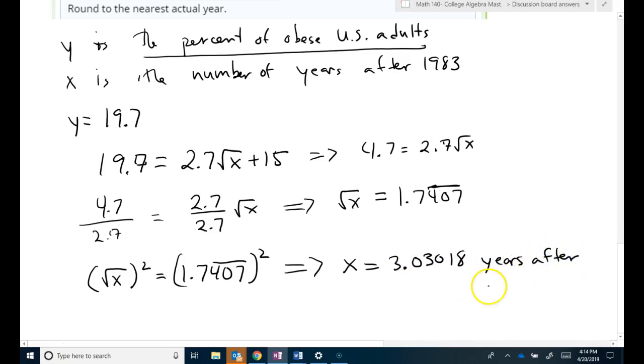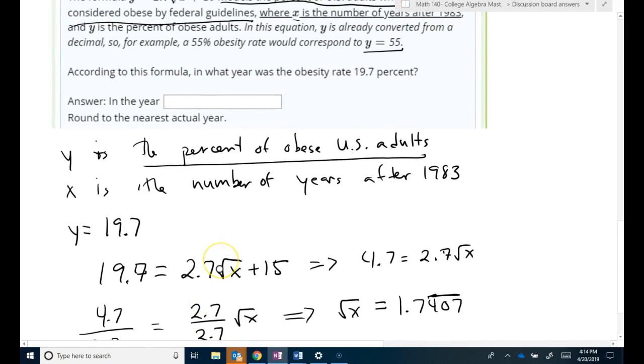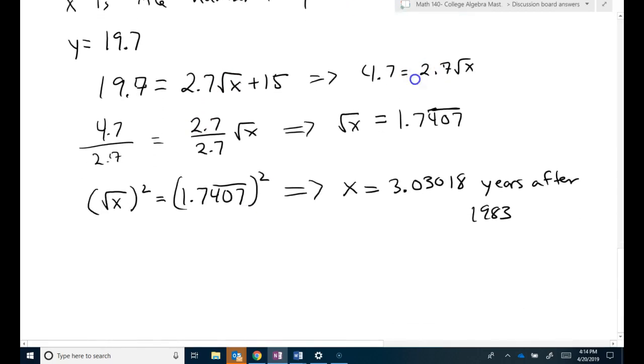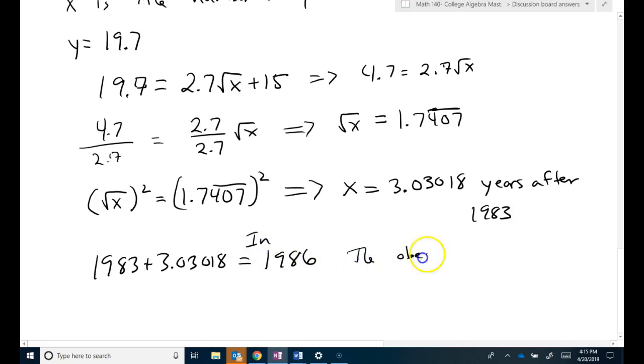So if you notice, the question says, in what year was the obesity rate 19.7%? Well, it's going to be 1983 plus 3.03018, which is 1986. So in 1986, the obesity rate was 19.7%.